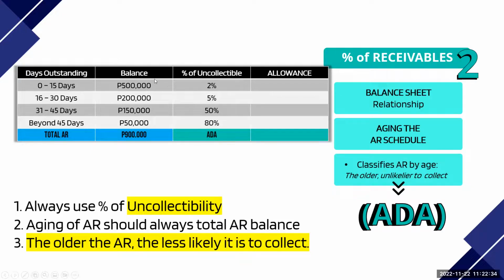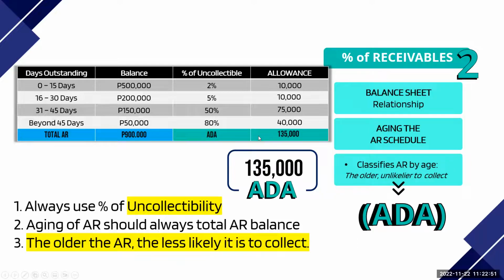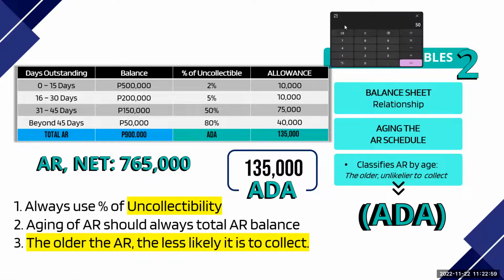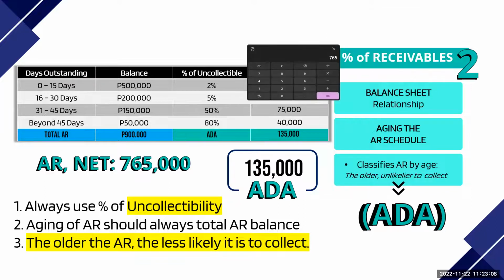So basically, if you do the table properly, you just multiply 500 to 2%, 10,000, 200 times 5%, 10,000, 150 times 50%, 75,000, 50 times 80%, 40,000. So your ADA is 135,000 if you add all of these together. And your AR net is 765,000. How was I able to solve for this? Because it's 900,000, the total AR, minus my ADA, 135. My net AR is 765.